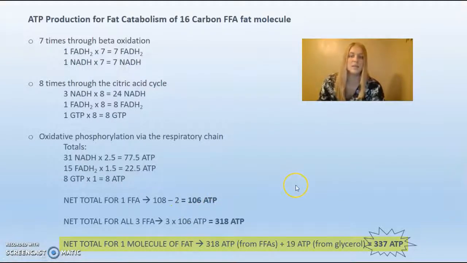The 106 ATP, though, is only for one free fatty acid, and we have to remember that a fat molecule contains 3 free fatty acids. So if we multiply that number by 3, we get 318 ATP, which is a substantial number of ATP. But once again, that's not the only thing, because a fat molecule also has a glycerol, and that glycerol went through glycolysis and yielded 19 more ATP, for a grand total of 337 ATP yielded from fat catabolism.